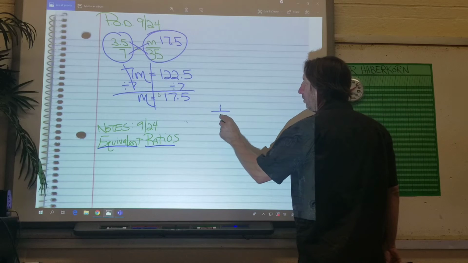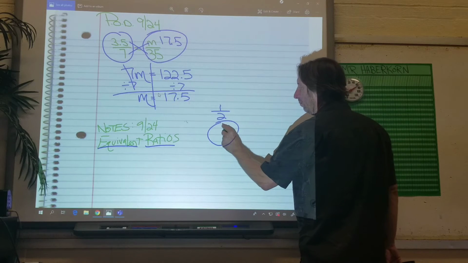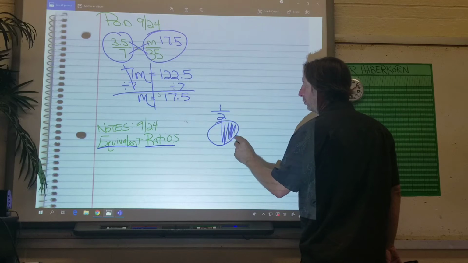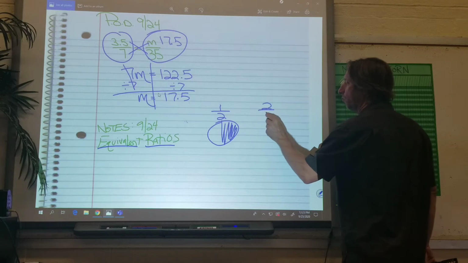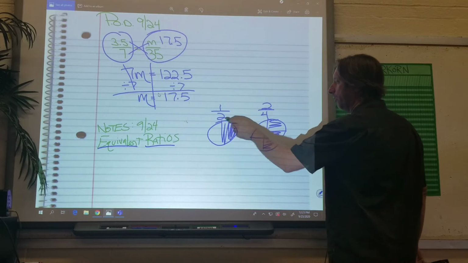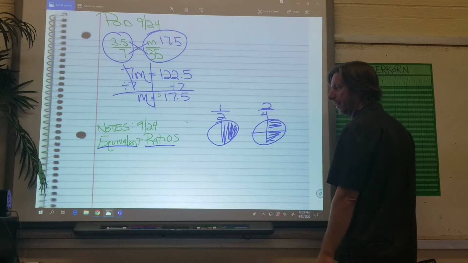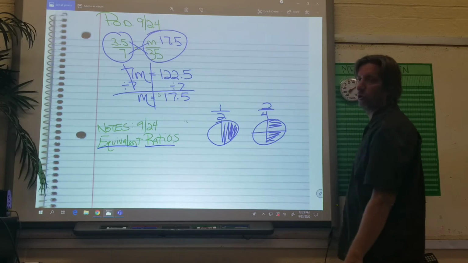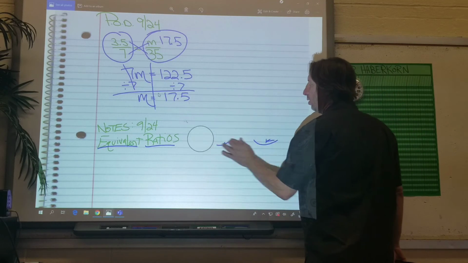So just like we know that 1/2, if we think back to 4th grade, is the same as 2/4, because they take up the same amount of space. So we want to be able to create equivalent ratios like that, right? That we can't always draw and look at the pictures. So the way we do that is very simple.